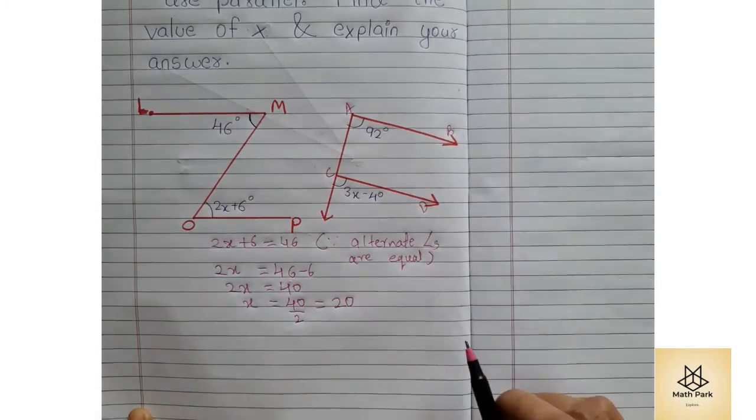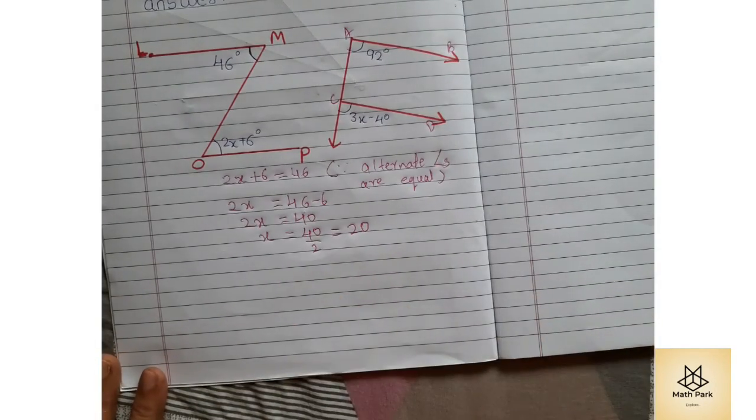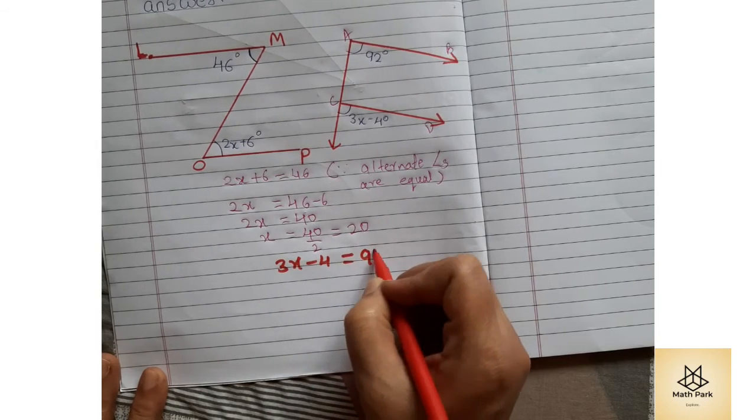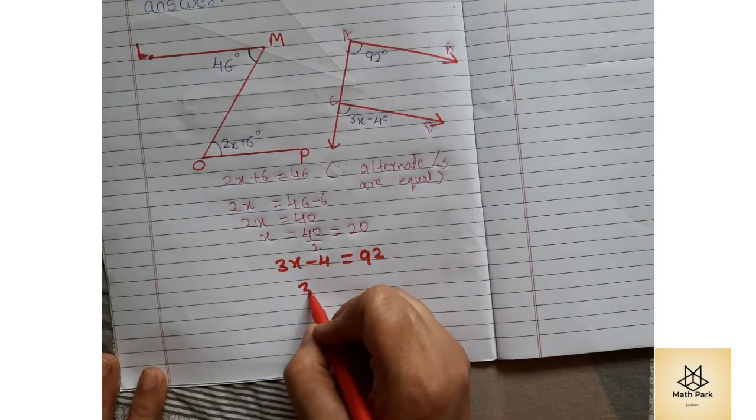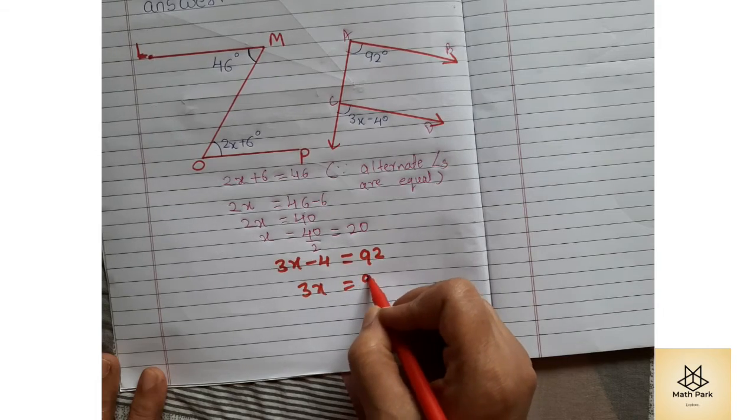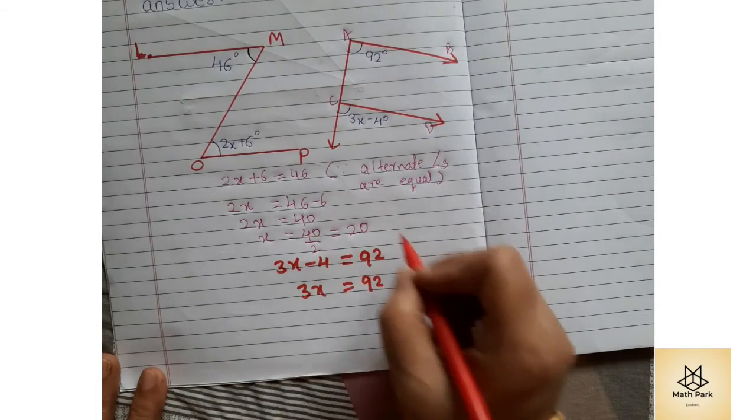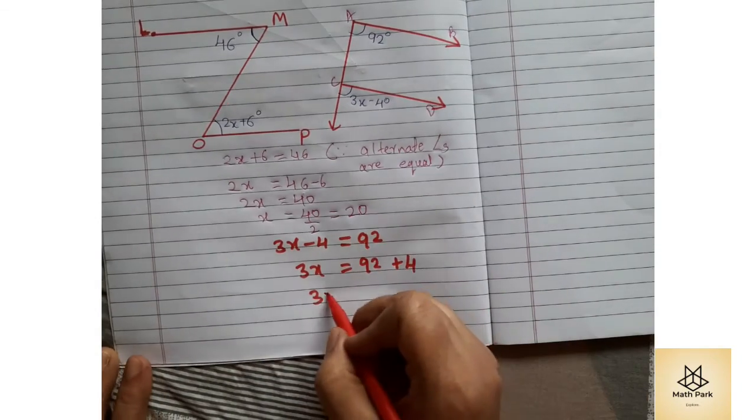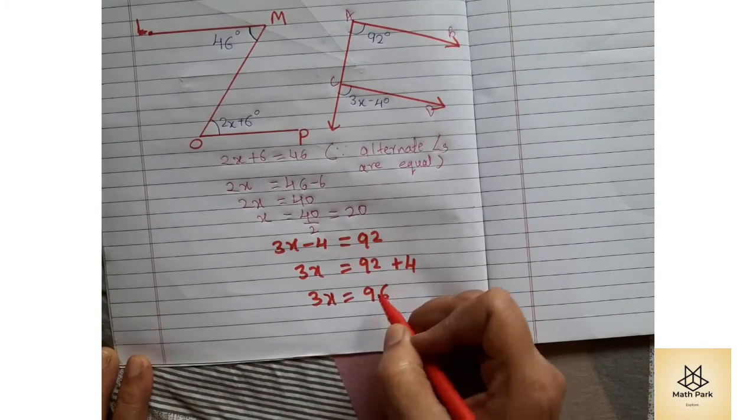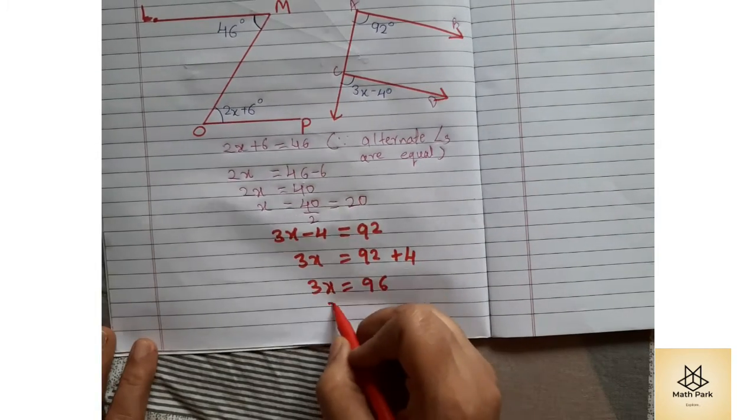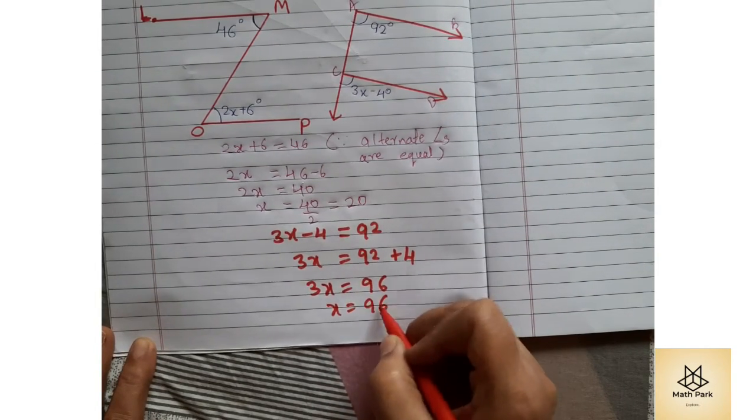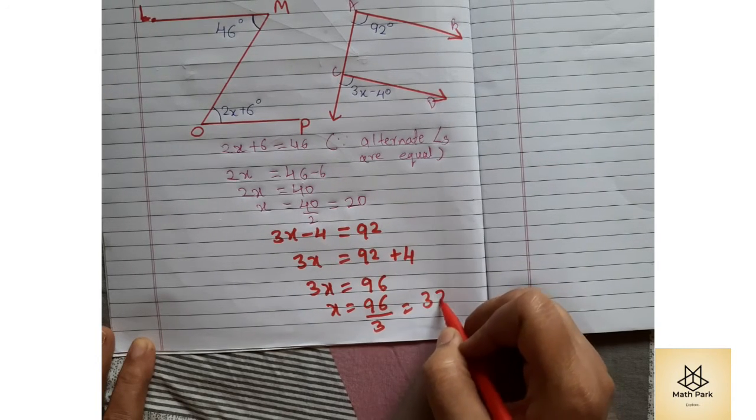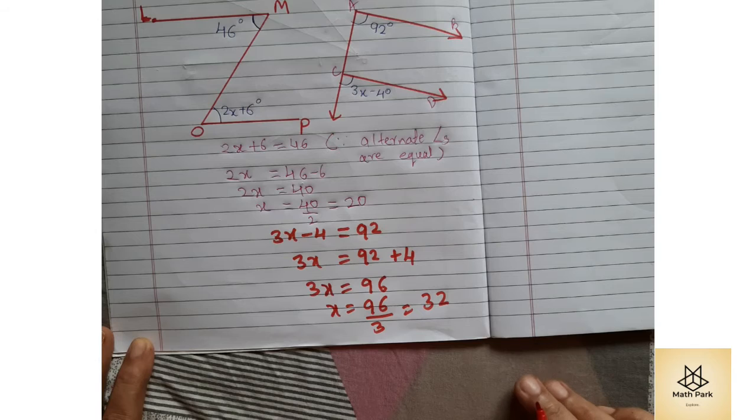So we get another equation here: 3x minus 4 is equal to 92. So 3x is equal to 92 plus 4, minus 4 goes here, it becomes plus 4. So we have 3x is equal to 96. So x is equal to 96 divided by 3, which is 32. So this is how we have solved the question.